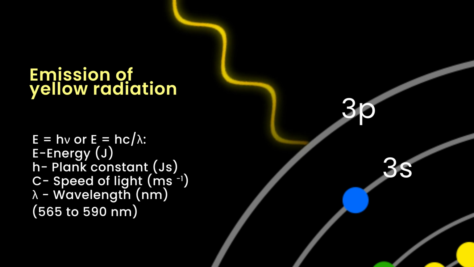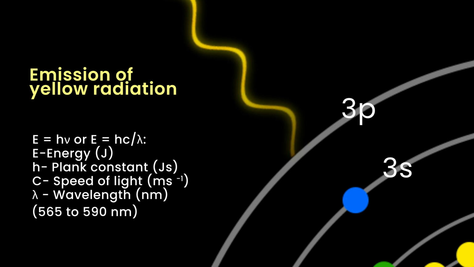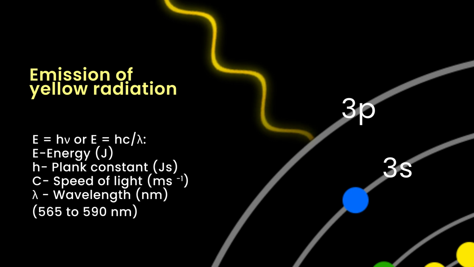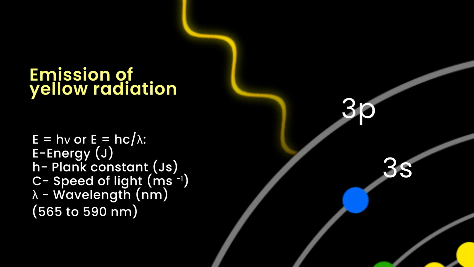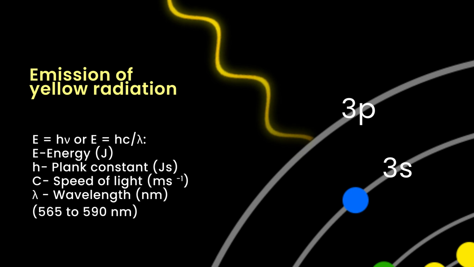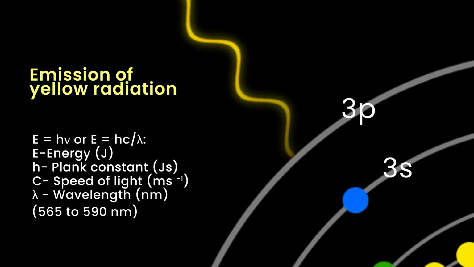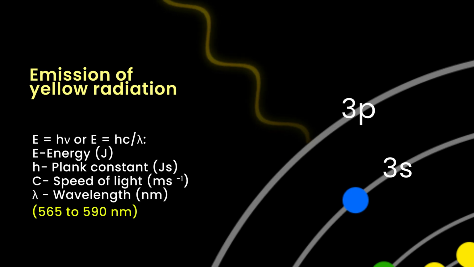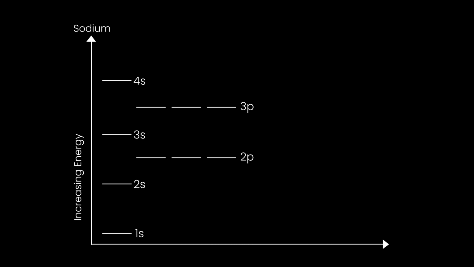For sodium, it will emit energy that is the energy gap between 3s and 3p in the form of a wavelength. This energy gap matches the energy of yellow radiation of the visible region of the electromagnetic spectrum. Therefore, upon returning to the ground state, sodium emits yellow color radiation in the visible region, having a wavelength range from 565 to 590 nanometers. You can illustrate this transition using an energy level diagram.